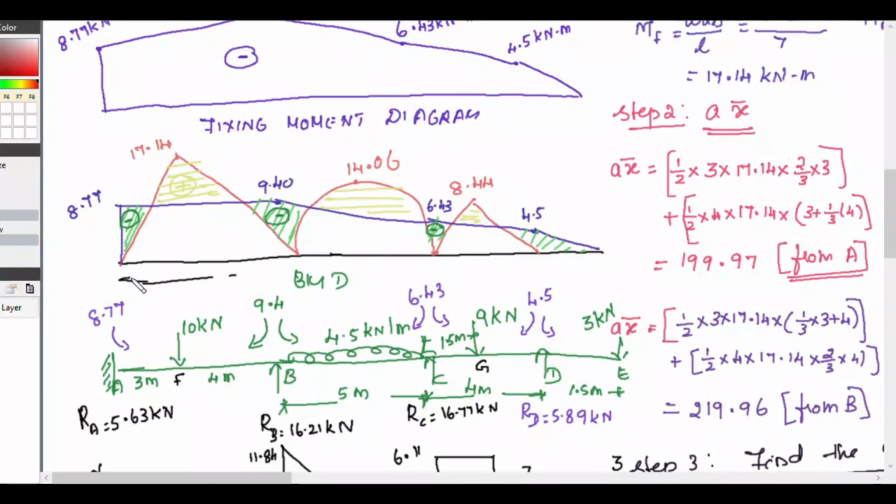from this you have a sagging, hogging, then up to this you will have a sagging, then you will have a hogging up to this, sagging, hogging, sagging, sagging, and from this you will have a hogging. So this will be your bending deflection diagram.